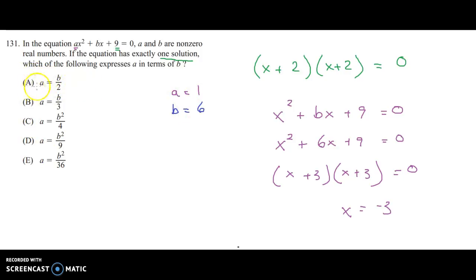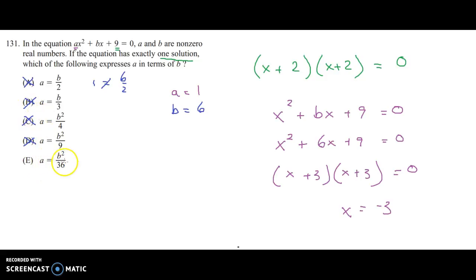Well, look at the first one. If a is 1, we have 1 is equal to 6 over 2. Clearly that's out, right? Because 6 divided by 2 is 3. They're not equal. Scratch that one. Same thing here. 1 is equal to 6 divided by 3. That's 1 is equal to 2. That's not right. 1 is equal to 36 divided by 4. That's not right. And so on and so forth. That one's also wrong. And that gets us to, let's see, E.